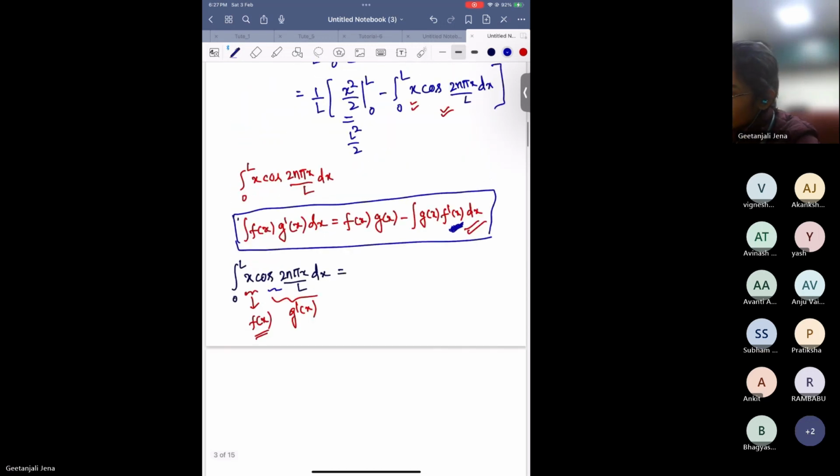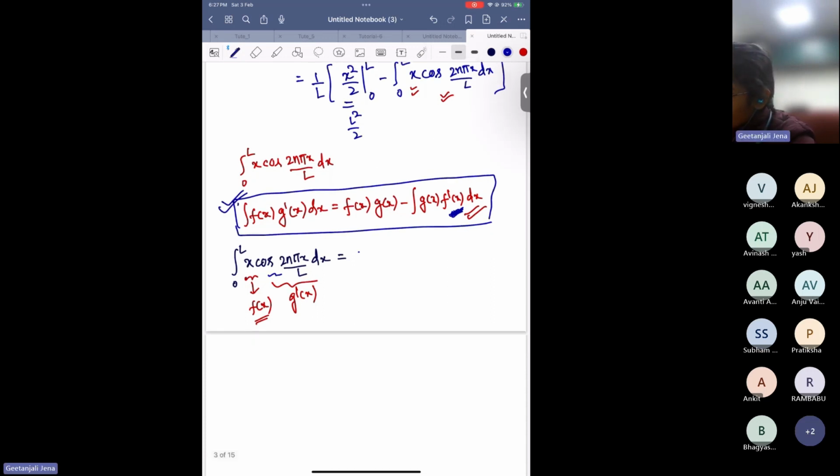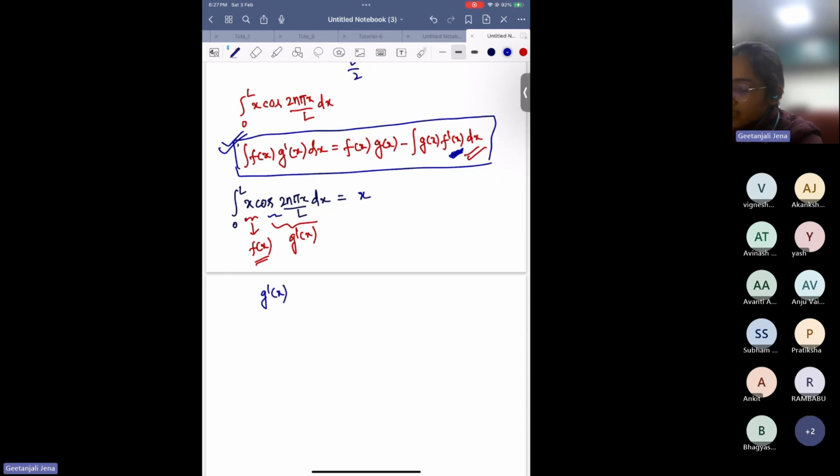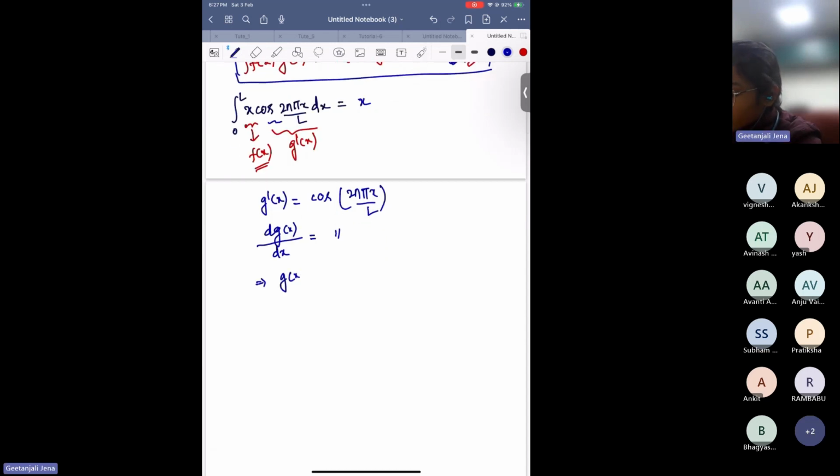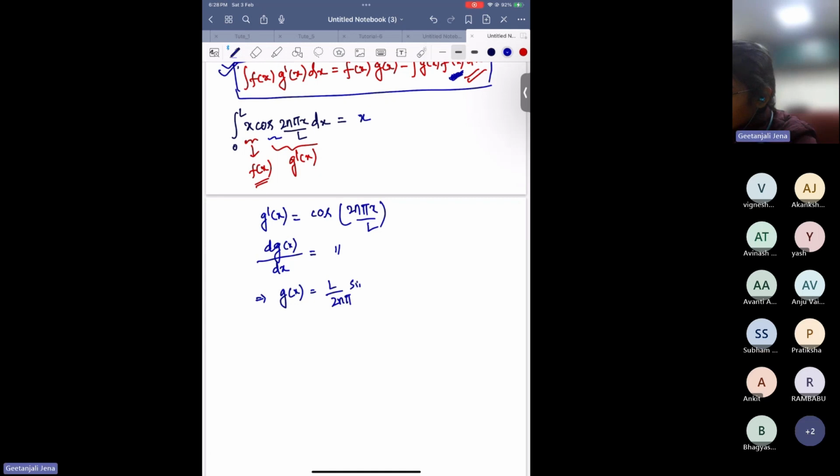So f of x is x. Now what is g of x? You are taking g dash x equal to cos 2n pi x by L. So if you want to calculate g of x, whose derivative with respect to x is this, g of x will be L by 2n pi sine 2n pi x by L. This is the g of x for your equation.